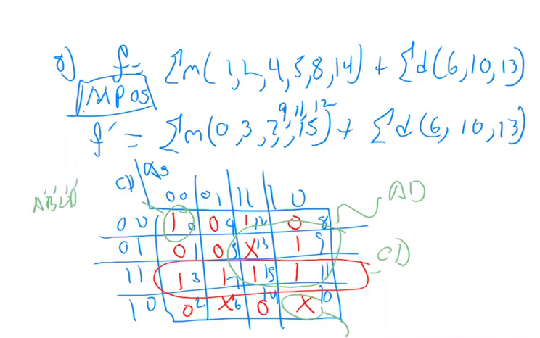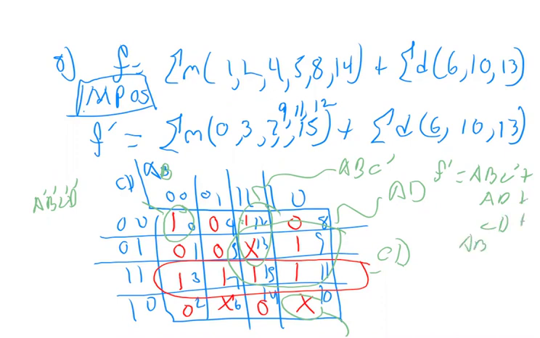Now, what about this one here? What can I loop it with? 12. What should I loop 12 with? Isn't it only with 13? Yep. And so then, Daniel, what do we call that product term? It's A, B, and C prime. So knowing that, I now have determined a minimum sum of products for f prime, which is equal to A, B, C prime, or AD, or CD, or A, B, C, D, all prime.